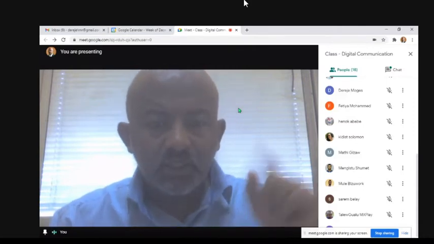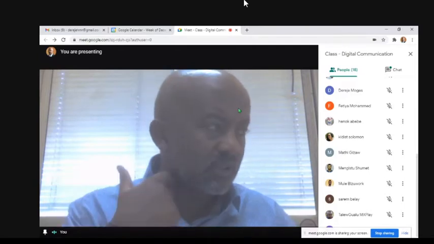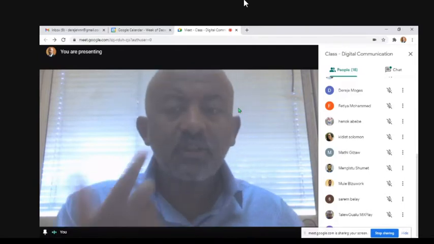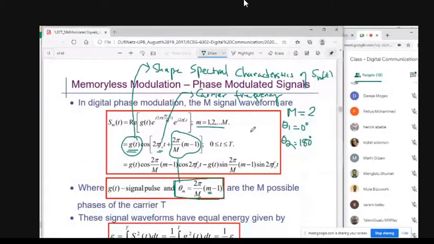So in the case of M is equal to 2, there are two possible phase shifts. One is a phase shift of 0 degree, and the other one is a phase shift of 180 degree.